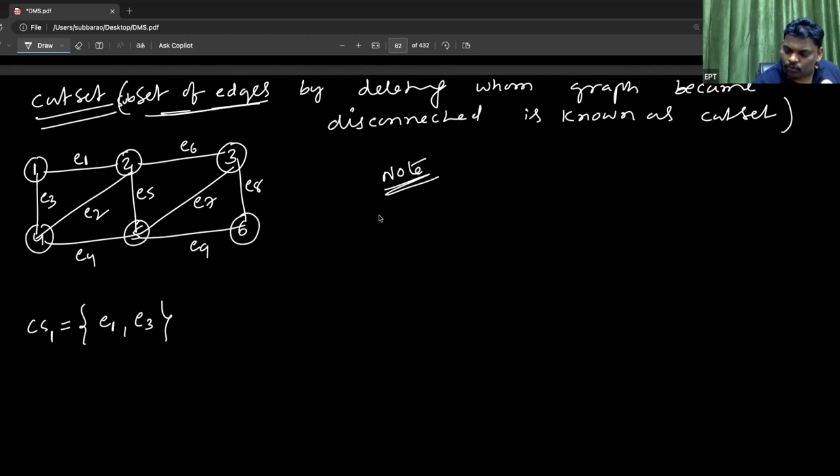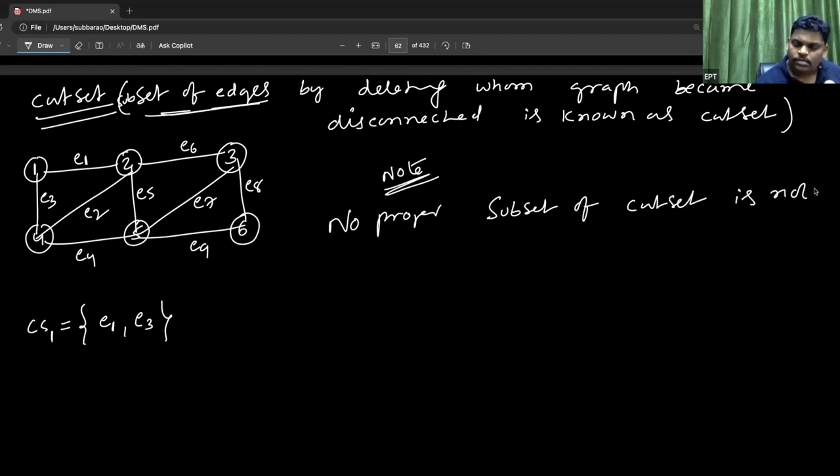Note: no proper subset of a cut set is a cut set. Or if you want, you can remove the no, because I kept the not lastly. So you can write this one: proper subset of a cut set is not a cut set. What it means, I will explain. Just take the definition as it is. Subset of edges by deleting whom the graph becomes disconnected is known as cut set. Next one: proper subset of a cut set is not a cut set. What it means, I will write further, you will get the clarity.